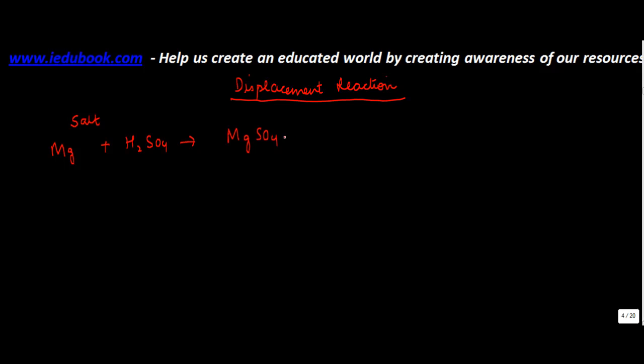Let's understand about the displacement reaction. Now you must be wondering as to what is a displacement reaction. In the previous video, we saw that there was a salt which was formed when magnesium and sulfuric acid reacted with each other. A salt, magnesium sulfate, was formed and hydrogen was also formed.